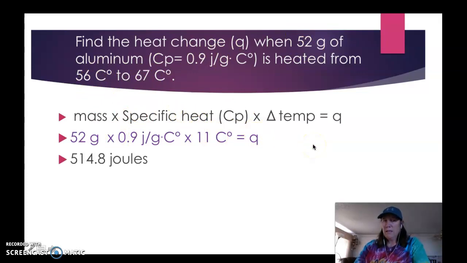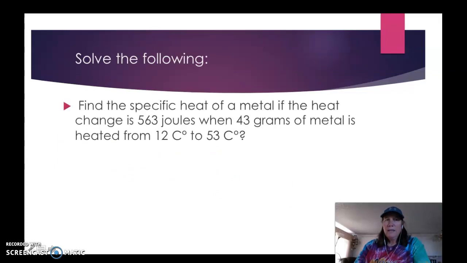Just multiply them all together, okay? And again, I know my unit is joules because here I had grams, here I had that. They cancel out. Got my answer. If I want to find specific heat now, I'm going to take the amount of heat lost or gained and divide by the mass and the change in temperature.